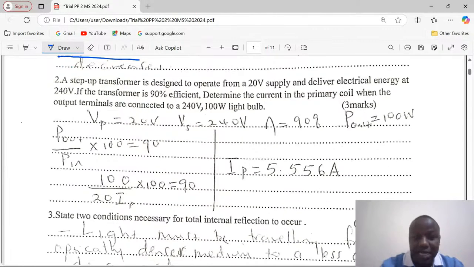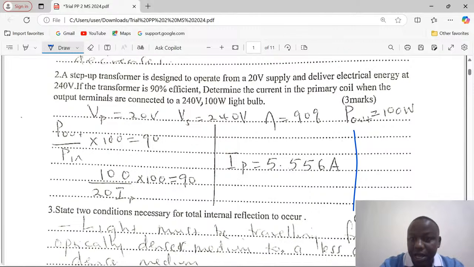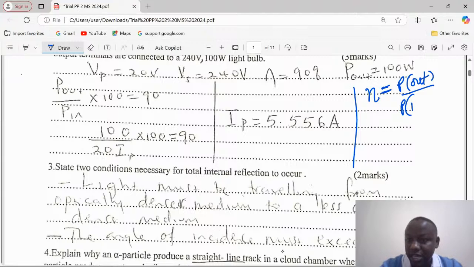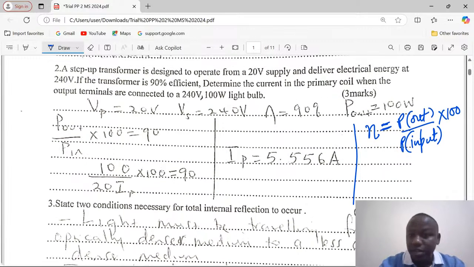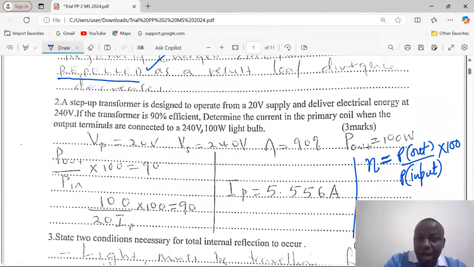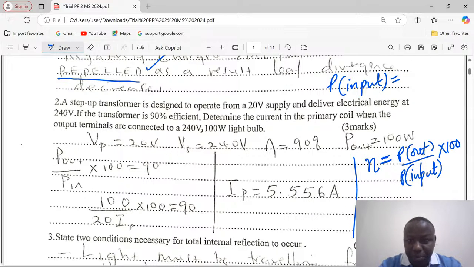efficiency of a transformer is that efficiency, as a formula, is usually given as power output over power input. These are multiplied by 100, expressed as a percentage. So when we work that out, we should get 90. So that's why we are saying the power input is going to be in the primary.